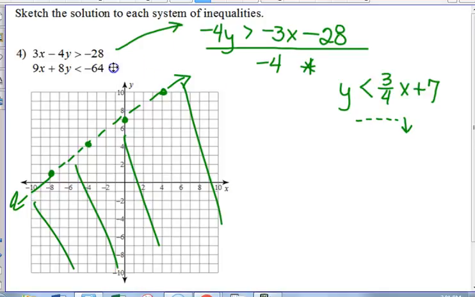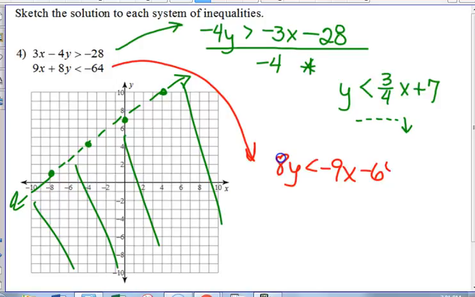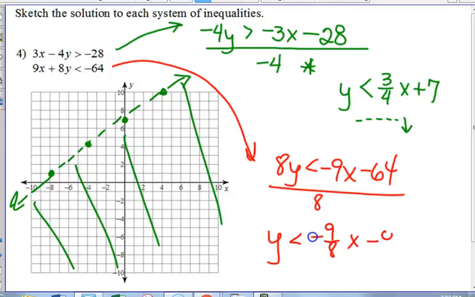And the other one, if I do this one in red, I'll have 8y is less than negative 9x minus 64. This time, do I flip it? No, I get y is less than negative 9/8 x minus 8. Anybody else get that?